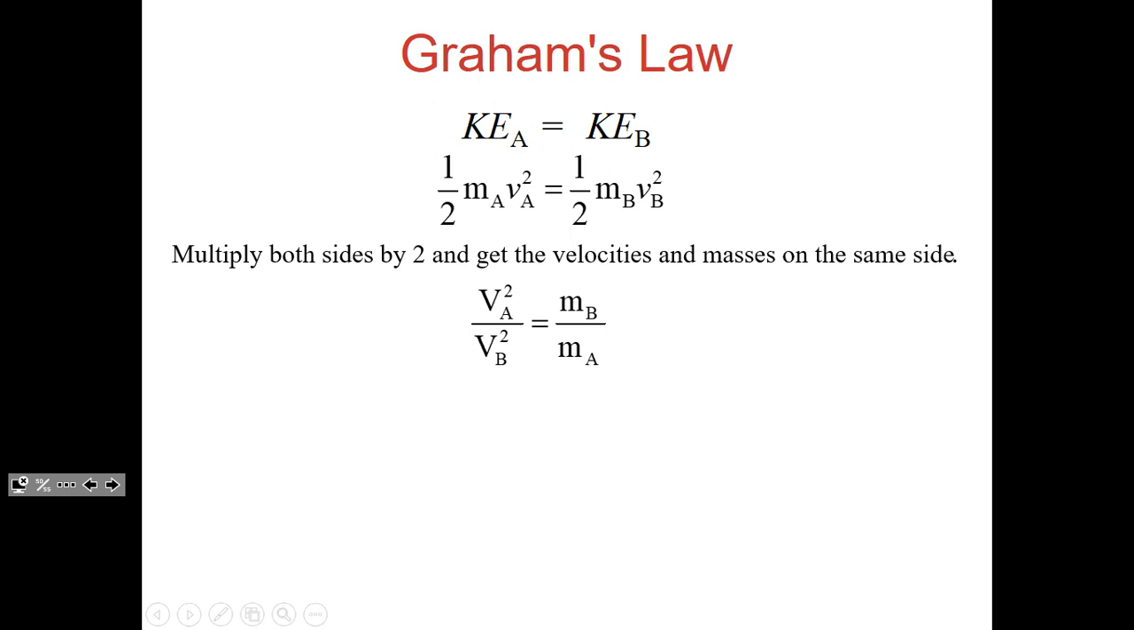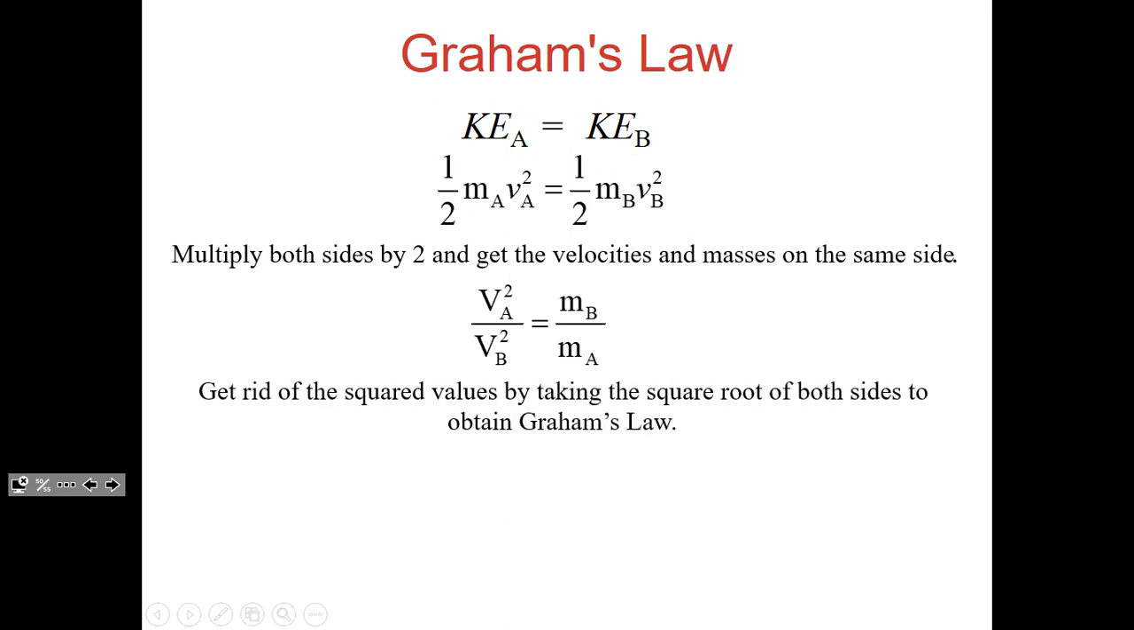The velocity squared of A over the velocity squared of B equals the mass of B over the mass of A. Now, get rid of the squares by taking the square root of both sides, and you obtain what's known as Graham's law. The velocity or rate of A over the velocity or rate of B, so the rate of effusion or diffusion of A compared to the rate of effusion or diffusion of B, is going to equal the square root of the inverse of the molar masses. So Graham's law is an inverse square root law.